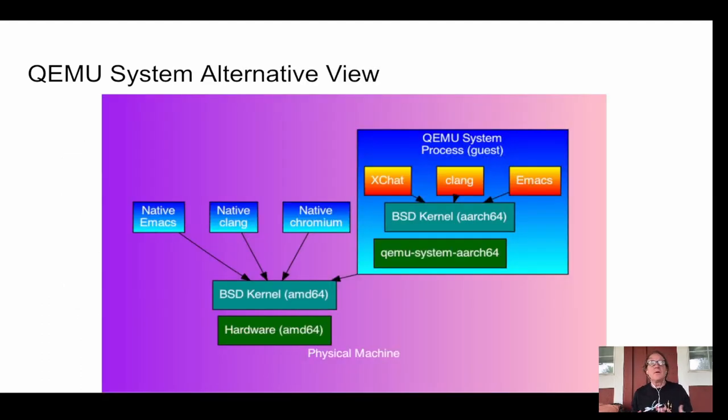Another way to view this, if we take a look at maybe layering or system processes, if you were to look at a system that was running a QEMU system on it, you might see that an AArch64 guest is running on an AMD64 host. There's a number of processes running inside of the QEMU guest, but to the host it looks like one process, and there are a number of processes running on the host, which the guest cannot see.